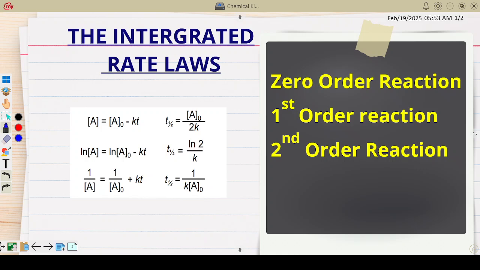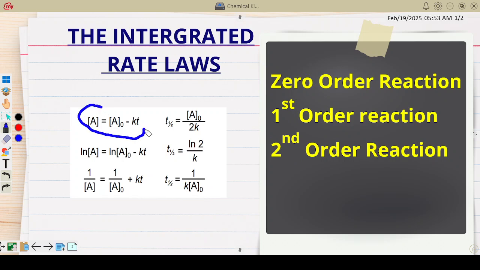We continue with our lessons in chemical kinetics, and in today's lesson we're going to look at the integrated rate laws. So we're going to run through the zero order reaction, and then we do the first order reaction, the second order reaction, and the equations of these reactions are these.